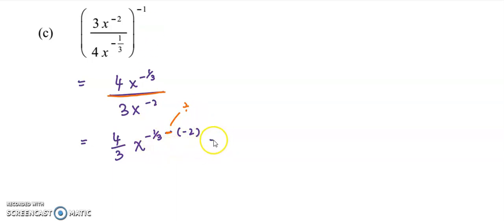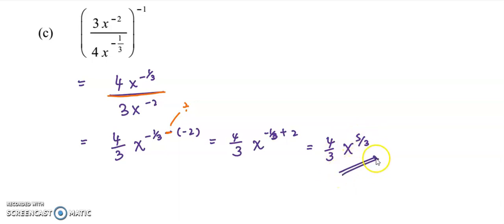Alright, and trying to simplify it, you have a 4 over 3 x power of negative 1 over 3, because of this negative multiplied by negative, you got positive 2. Alright, so you can write your answer as 4 over 3 multiplied by x power of 5 over 3.